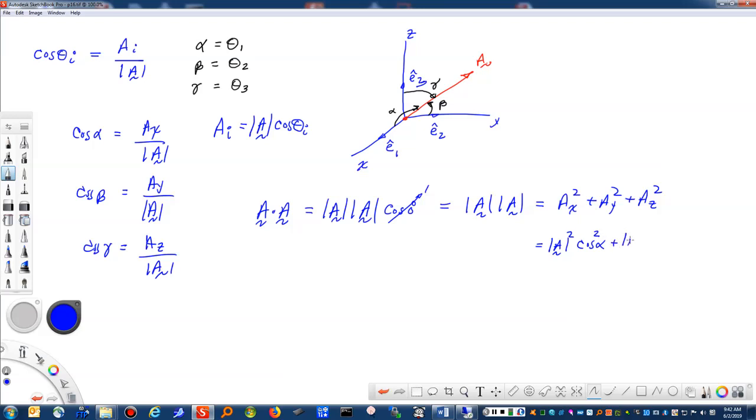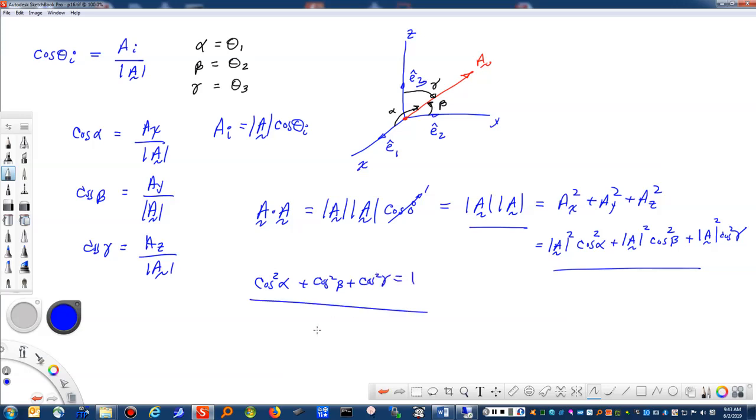And likewise, ay squared is the magnitude of a squared times cosine squared beta, and the last one, the magnitude of a squared times the cosine squared of gamma. So if we look at the left-hand side and the right-hand side, we have a factor of the magnitude of a squared on both sides. We can get rid of it. And so we come up with our direction cosine relationship, cosine squared alpha plus cosine squared beta plus cosine squared gamma equal to 1. And that is probably a relationship that you're familiar with from other classes as well.